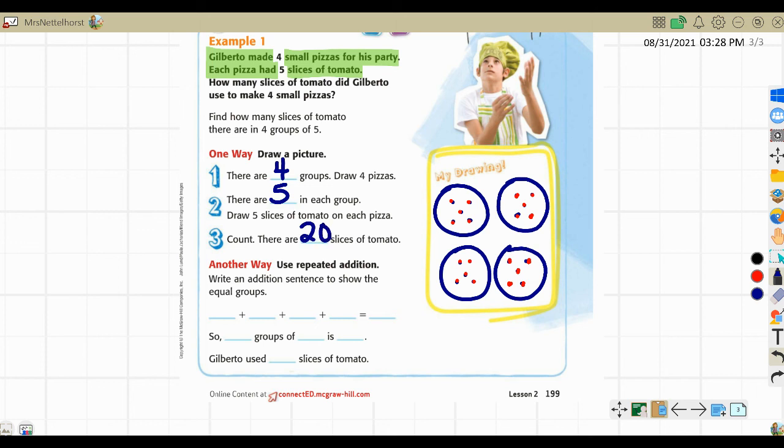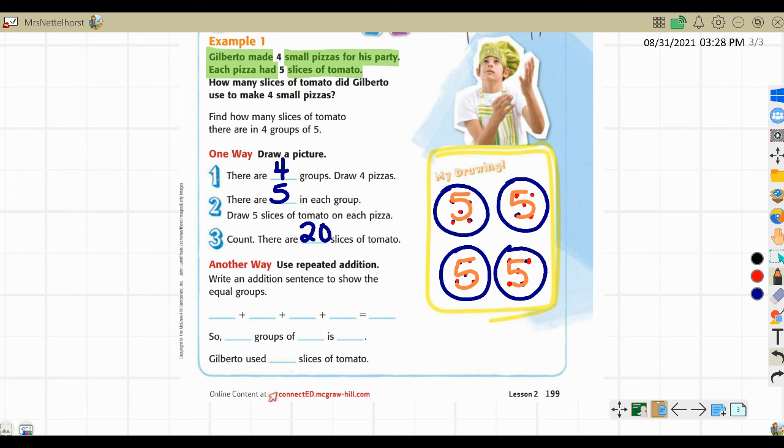Okay, so let's use repeated addition. We're going to write an addition sentence to show the equal groups. Now let me show you a hack for doing repeated addition. Until you really get it and you're like, oh, I can do this, here's a little hack for you. Each pizza has 5 slices of tomato, so I'm going to write a 5 on each one.